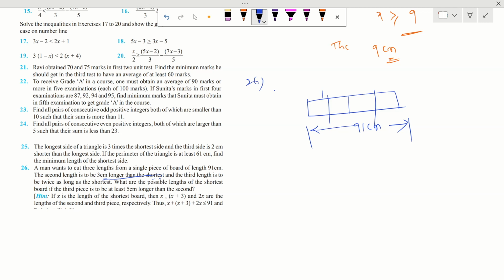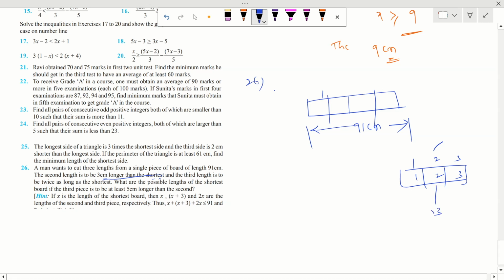If we cut three pieces, this is the first piece, second piece, and third piece. In the given problem, this is the first length, second length, and third length. The second length is 3 centimeter longer than the shortest. This is 3 centimeter longer than the shortest.